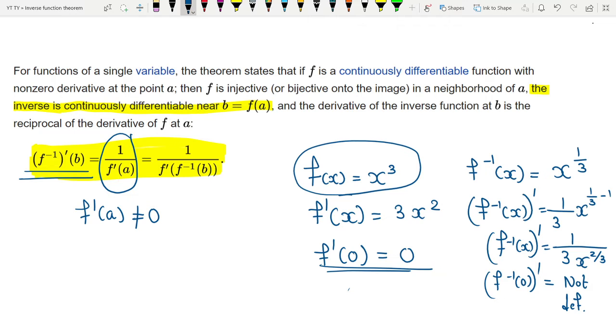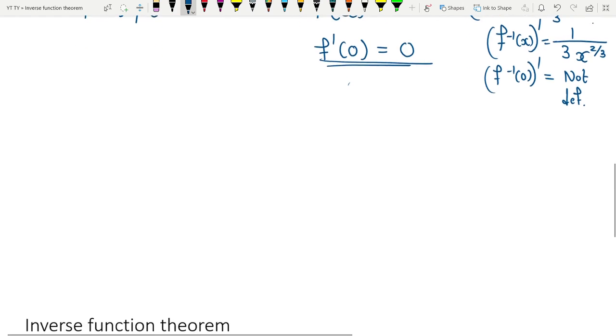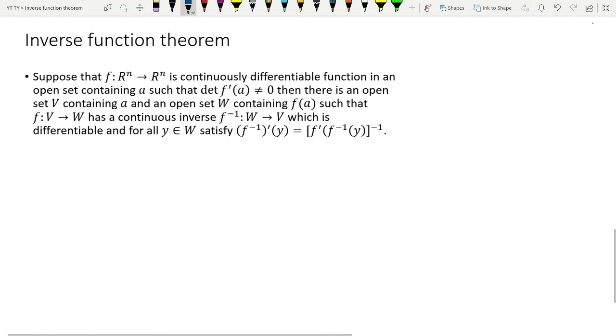Let us just try to get the proper definition now, right? I hope it is clear till now. If you have any doubt or difficulty, feel free to ask in the chat box.